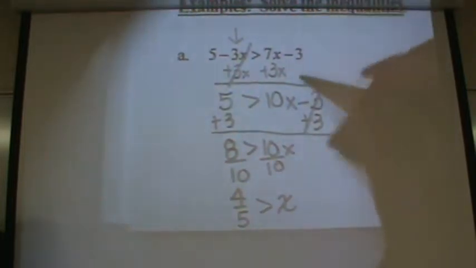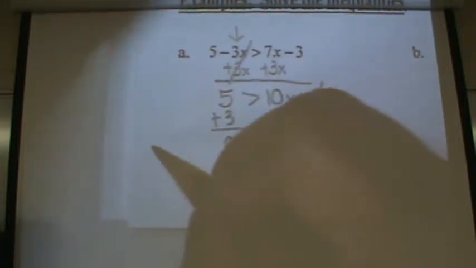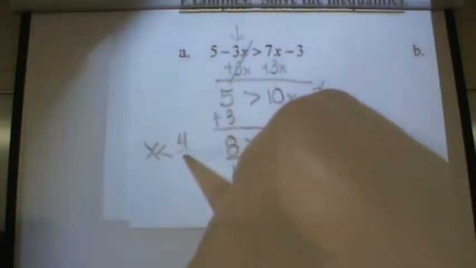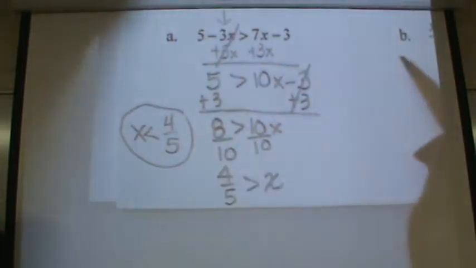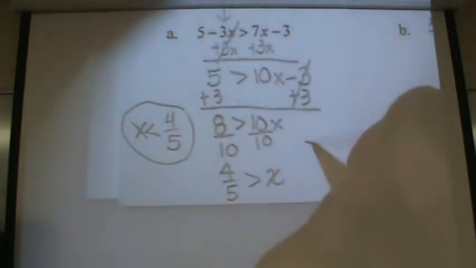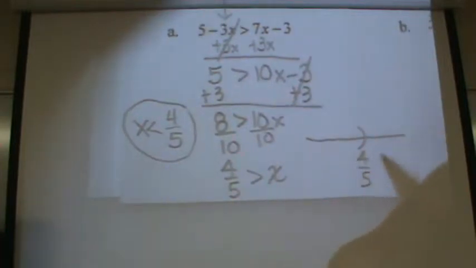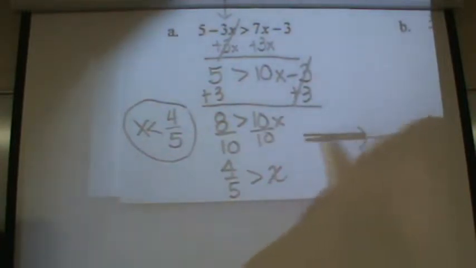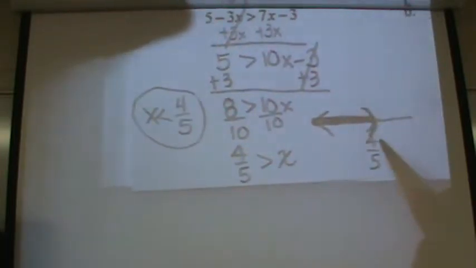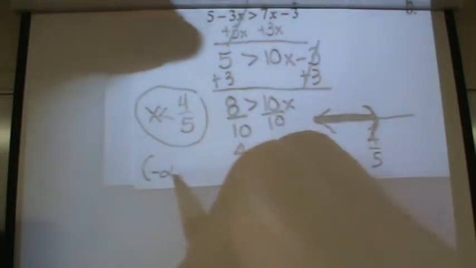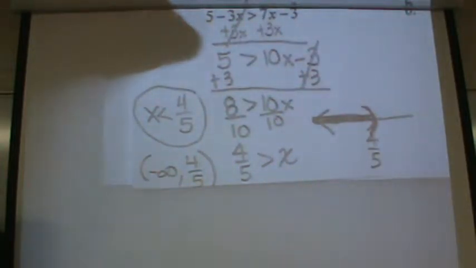Now, how do we like to write our inequality where the variable comes first? So normally we'd say x is less than 4/5, right? That's the best way to write that. How are you going to graph that for me? What is the graph going to look like? It's going to look like a parenthesis at 4/5, and we're going to shade to the left. Now, how do you write this in interval notation? Negative infinity, comma, 4/5, with the parentheses. Very good.